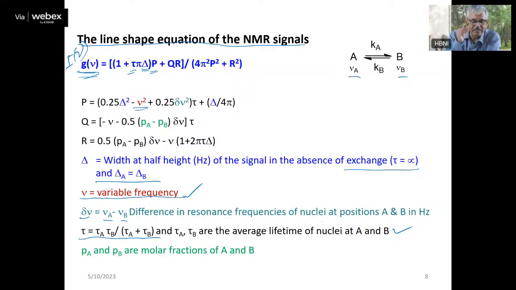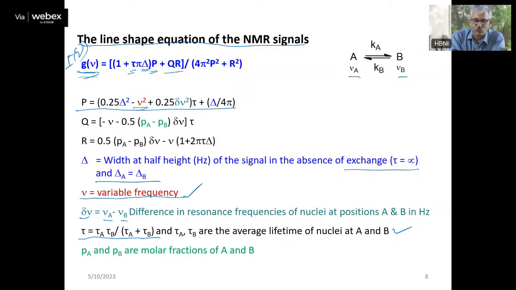Now this P is elaborated. What is P? It is a very big equation, that's why I am putting P and then explaining P again. So P is 0.25 delta square minus nu square plus 0.25 del nu square into tau plus del by 4 pi.